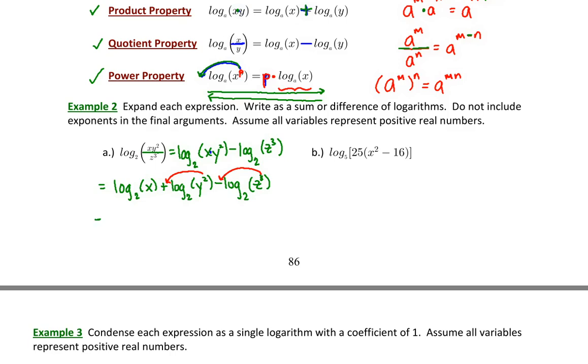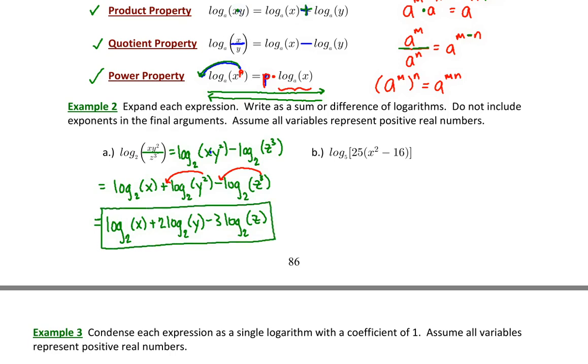So our final expanded logarithm is going to look like log base 2 of x plus 2 log base 2 of y minus 3 log base 2 of z. Our resulting arguments don't have any operations applied. They're not multiplied, divided, and there's no powers. So we say that it's completely expanded. Let's try this on the next example.